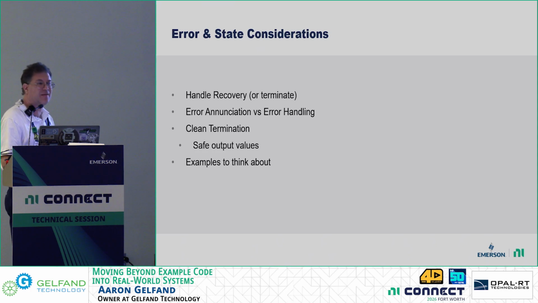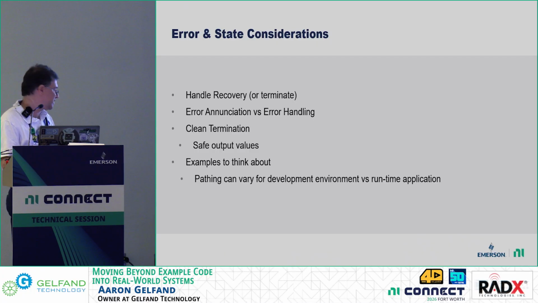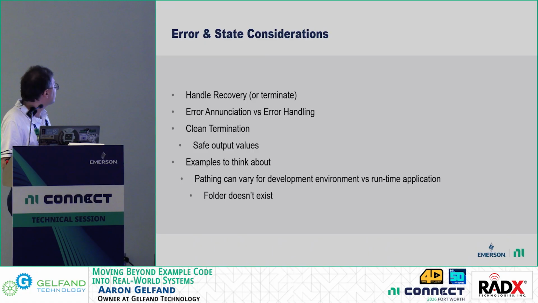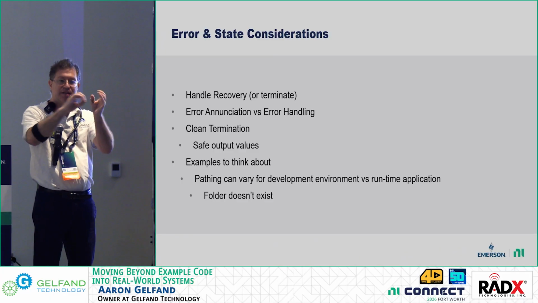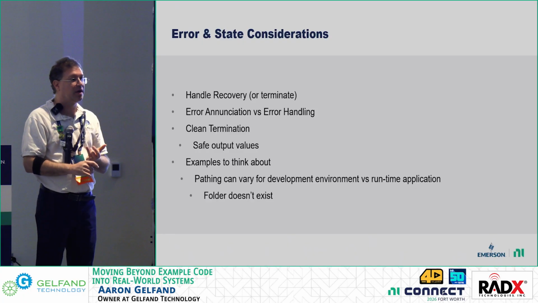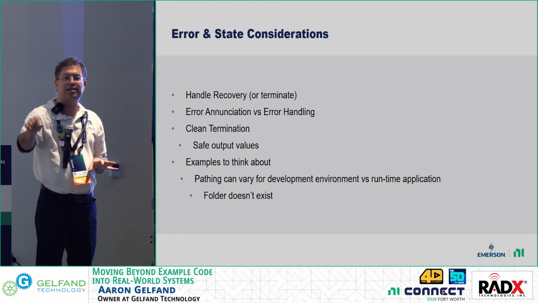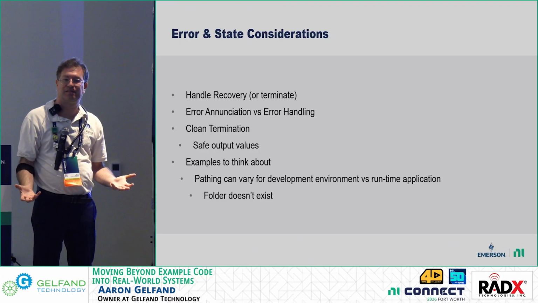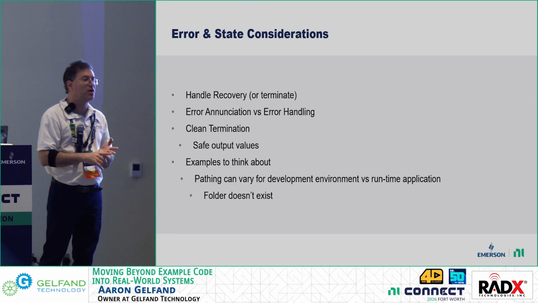Some different things to think about as we're writing our programs. Pathing can vary for your development environment versus your runtime application. I see lots and lots of headaches around this. For example, a user might be setting up, hey, I want this file name, and they include an illegal character in the file name. Or they have a typo as they type it in that puts it in a different path that doesn't exist. A lot of these things you can program to safeguard the user.